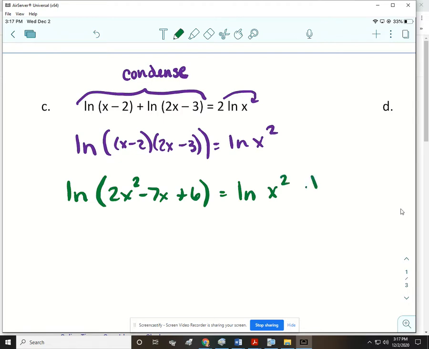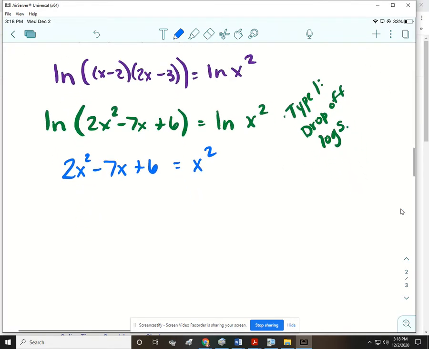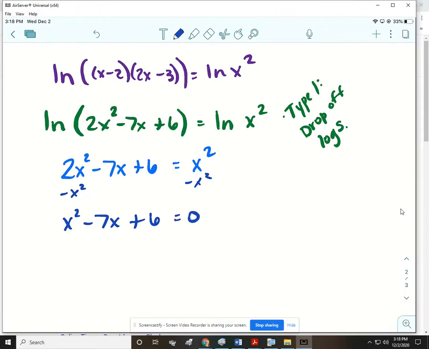All right, and then this one is type 1. We have log equals a log. And when you have log equals a log, you're going to drop off the logs. So we just have 2x squared minus 7x plus 6 equals x squared. Okay, so this is a quadratic equation to solve, and I'm going to solve it by getting everything on one side, and then hopefully it will factor. So that's my favorite way to solve quadratic equations. And it does factor to x minus 1 and x minus 6.